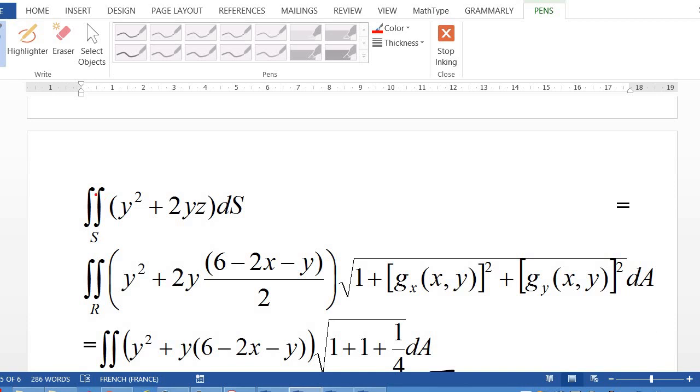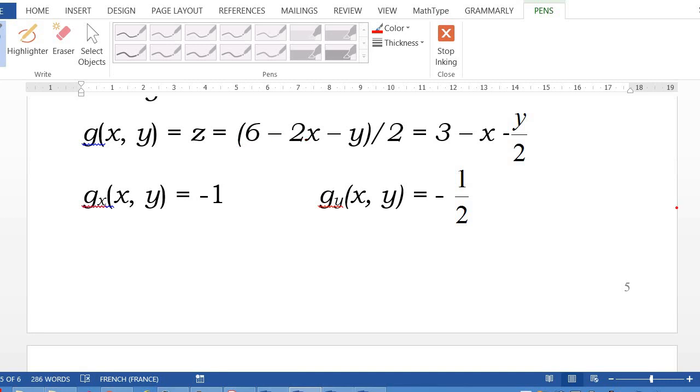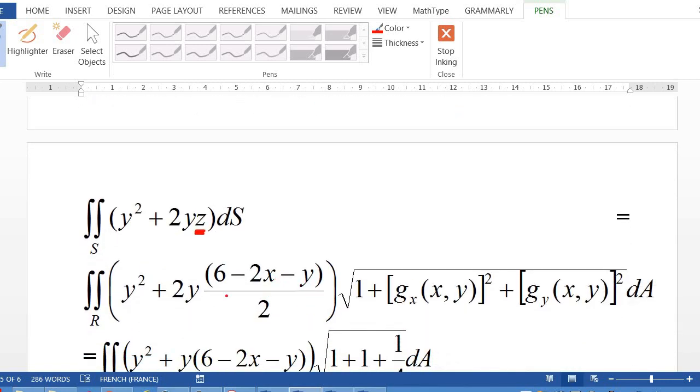Okay, and then the surface integral of y squared plus 2yz ds. Lastly, you have to eliminate the z variable, because you are going to solve it as a double integral. So you have to replace z from here: z is 6 minus 2x minus y, over 2. And then ds, capital S, is square root of 1 plus gx squared plus gy squared dA.